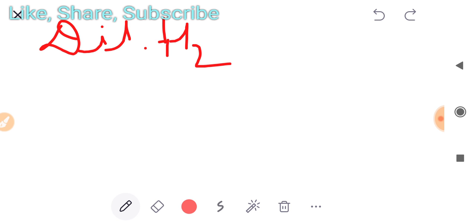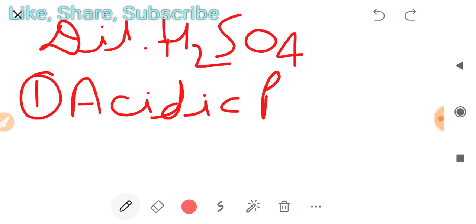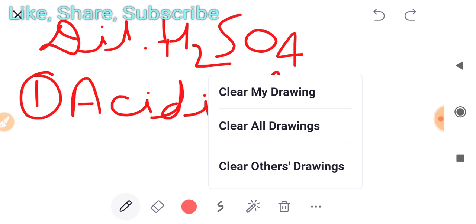So first we will read the properties of dilute H2SO4, or you can say reactions. By reactions we will understand their nature. First is the acidic property. As you know, only dilute H2SO4 will act as an acid. So the acidic property is shown only by H2SO4 which is the diluted one.